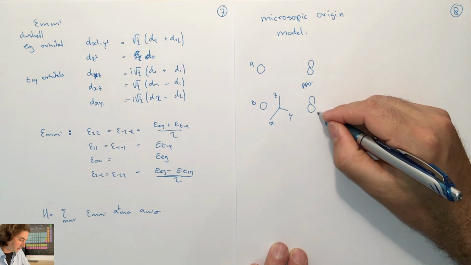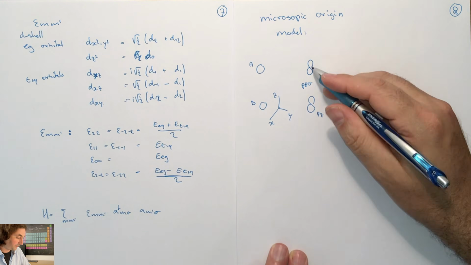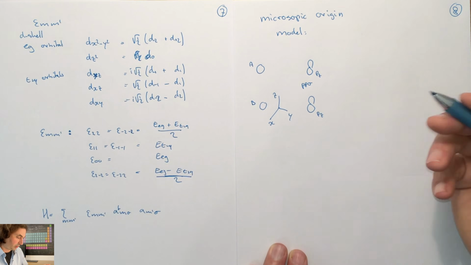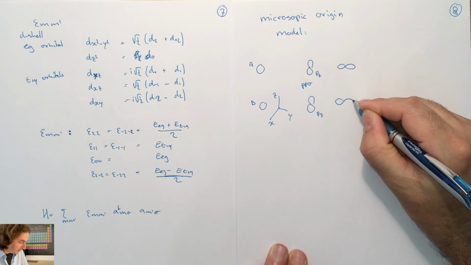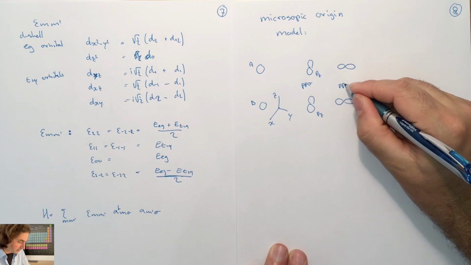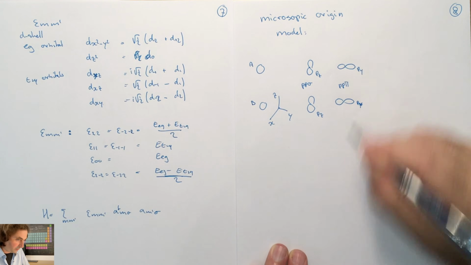I have my pz orbital that can hop to a pz orbital with hopping pp sigma. They point towards each other such that the overlap is large and the hopping is large. Then I have my pi orbitals, making a pi bond, which is the px, or in this case the py orbital.